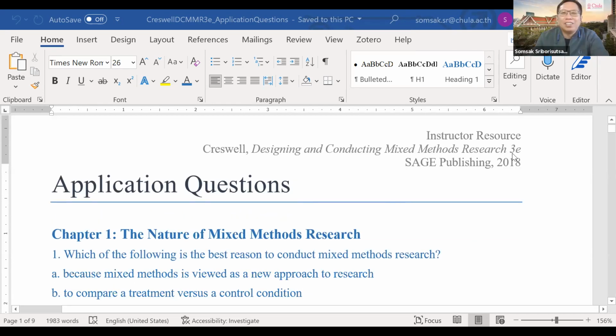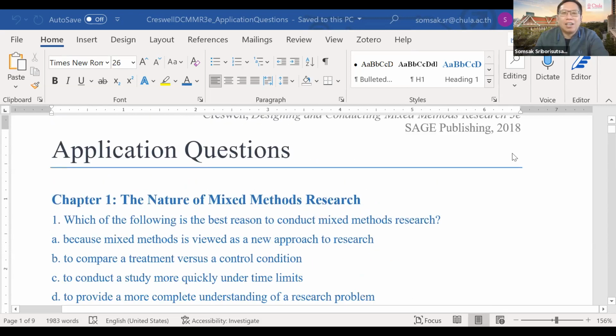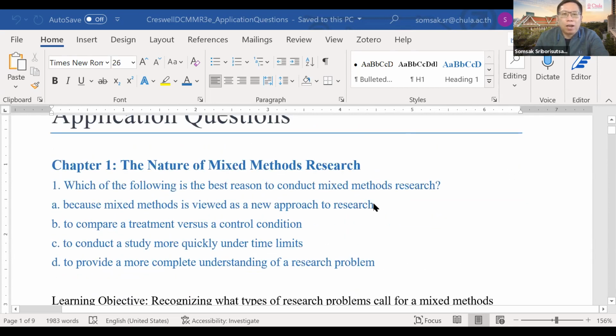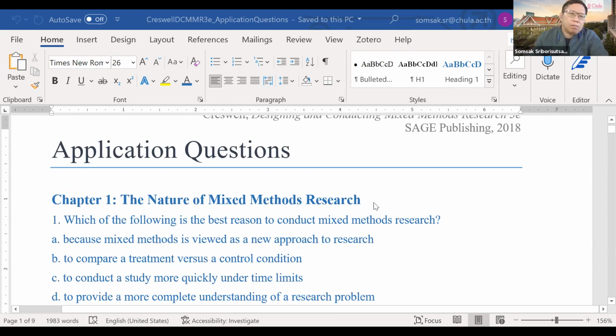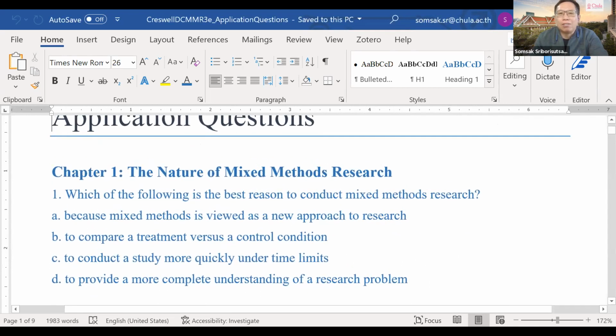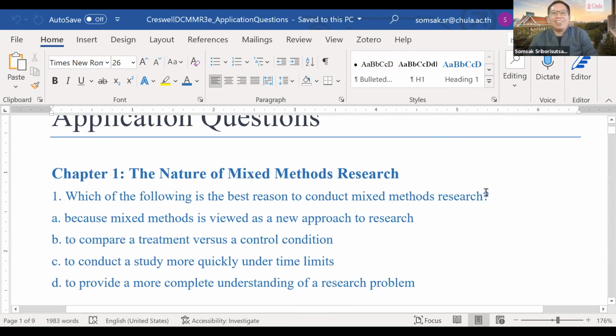So you have just an exercise for fun to test your understanding about mixed method research. And again, the first one I will give to Vincent first. No need to worry about the points. It's not an exercise at all, just a test of your understanding. Vincent, the first one: which of the following is the best reason to conduct mixed method research?